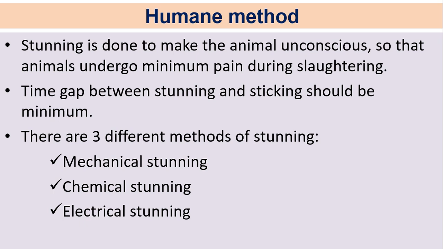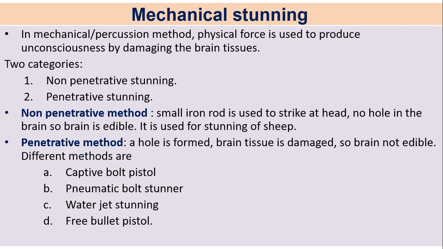Humane method. Stunning is done to make the animal unconscious so that animals undergo minimum pain during slaughtering. The time gap between stunning and sticking should be minimum. There are three different methods of stunning. The first one is mechanical stunning, the second one is chemical stunning, and the third and last one is electrical stunning. Mechanical stunning. What is mechanical stunning? In the mechanical stunning method, physical force is used to produce unconsciousness by damaging the brain tissues. Two categories are there: non-penetrative stunning and penetrative stunning.